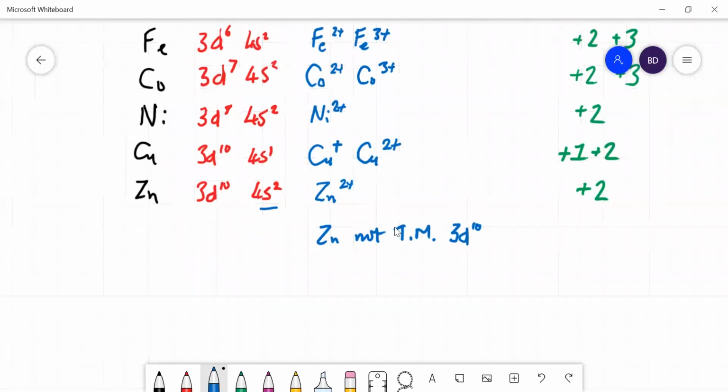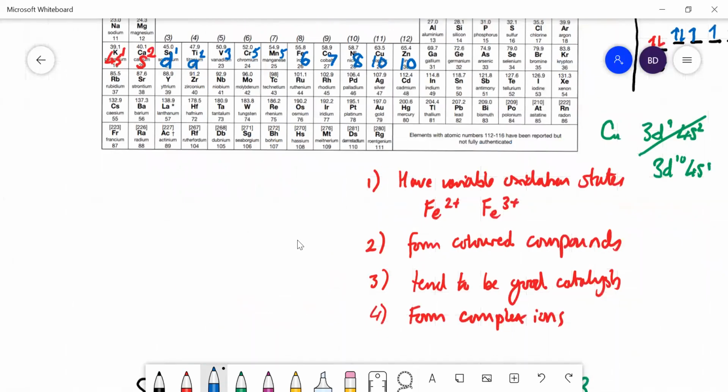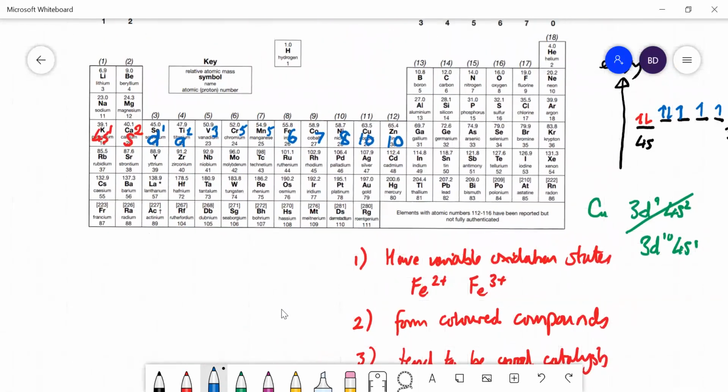Just before we finish up, so we've got zinc and scandium. Let's have a look at them in the periodic table. Okay, so we've got zinc and scandium. There's scandium and there's zinc. Scandium is 3d0 in all of its compounds, and zinc is 3d10 in all of its compounds. So by our definition, they're not transition metals.